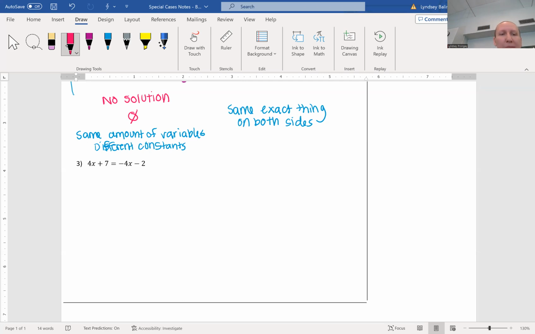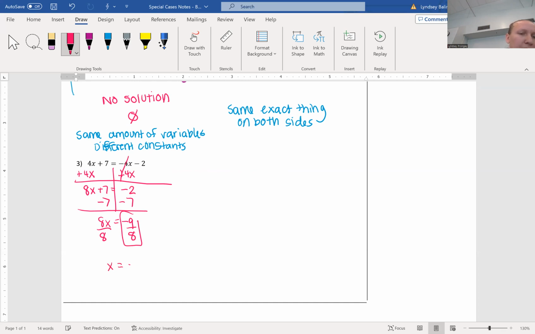So something like number 3, nothing to simplify, but I would probably say let's add this 4x over here to move to the other side. So notice one was a positive 4x and one was a negative 4x. They were not the same amount of variables on both sides. But we end up with 8x plus 7 equal to -2. We would subtract that 7 from both sides and get 8x equals -9. And then lastly, divide by 8. And we're not going to say no solution because 8 doesn't go into 9. That's not how no solution works. We would just recognize, hey, this is our answer.